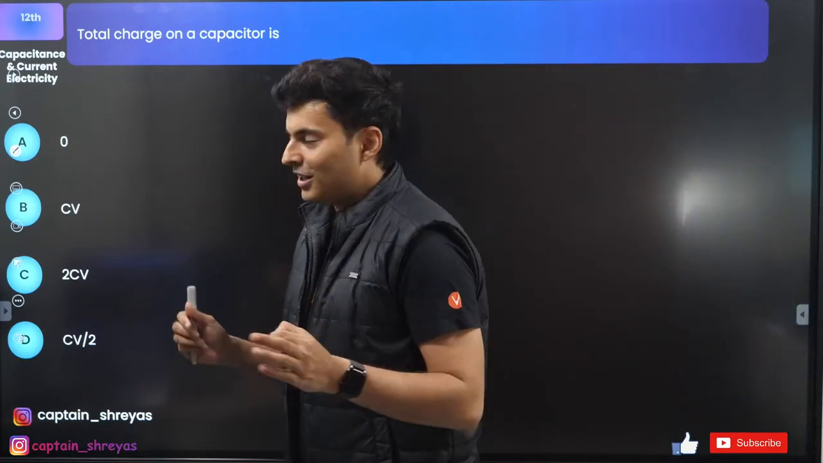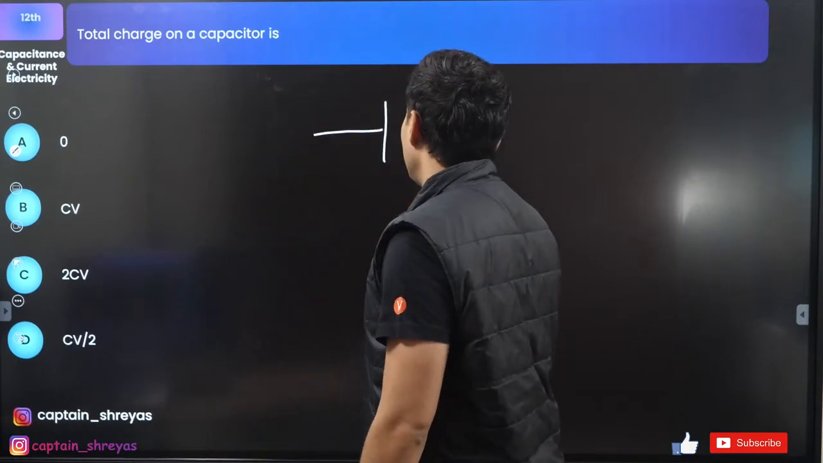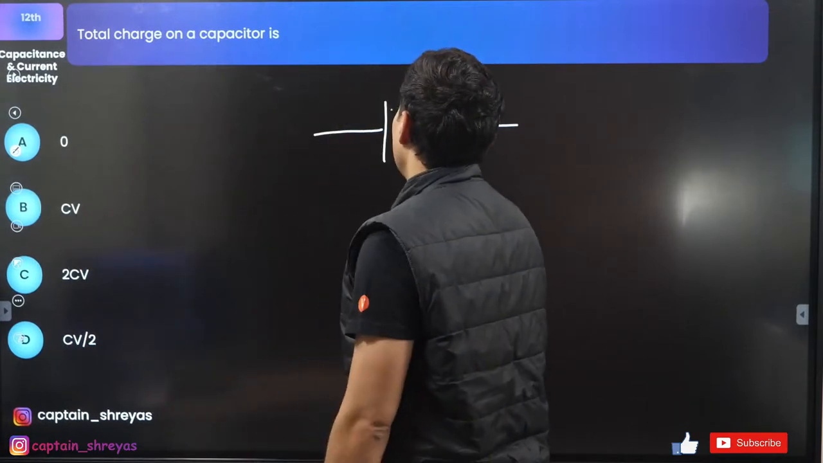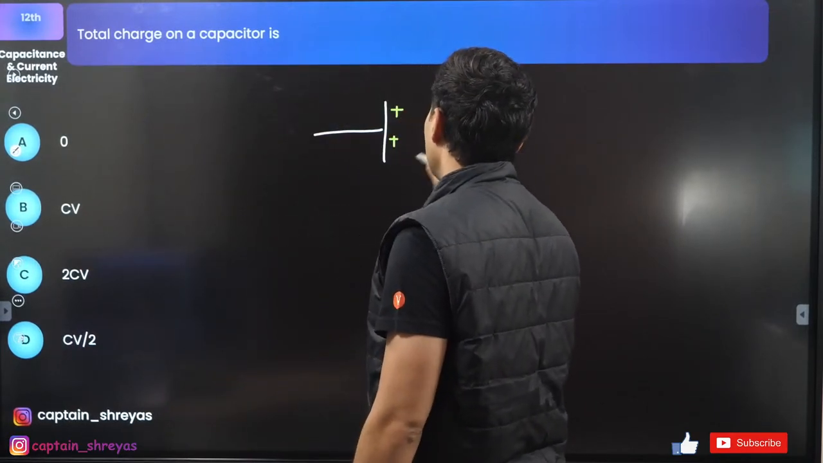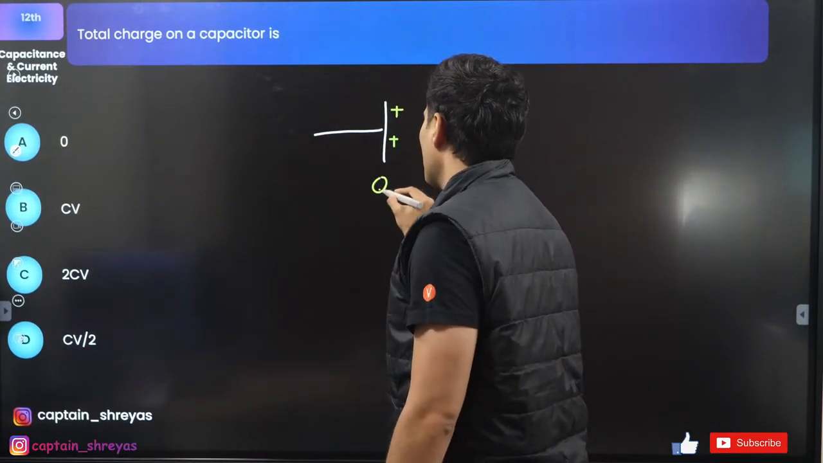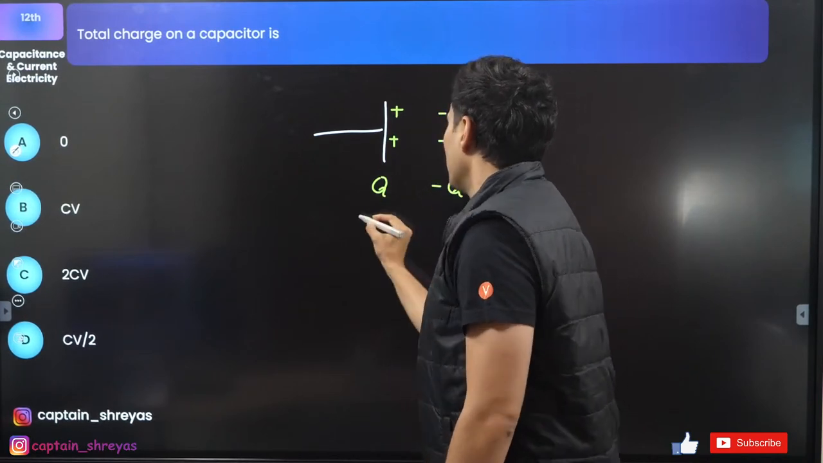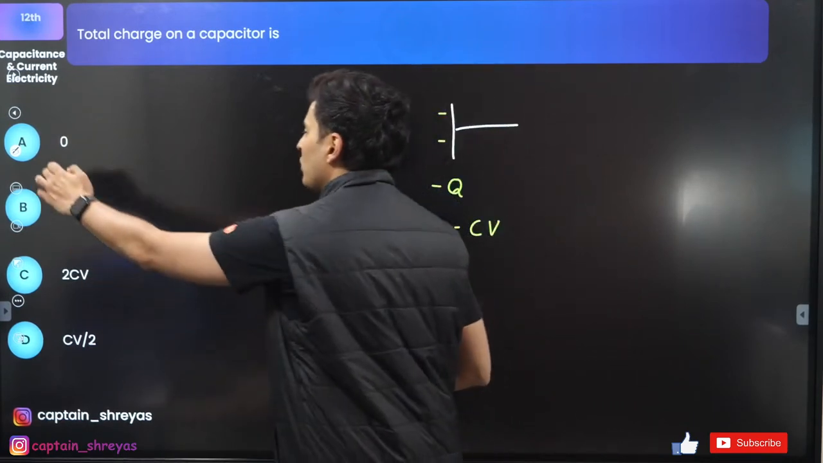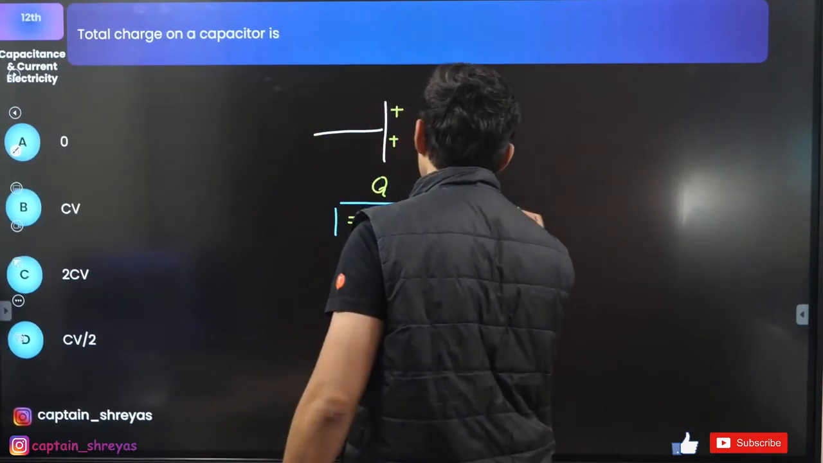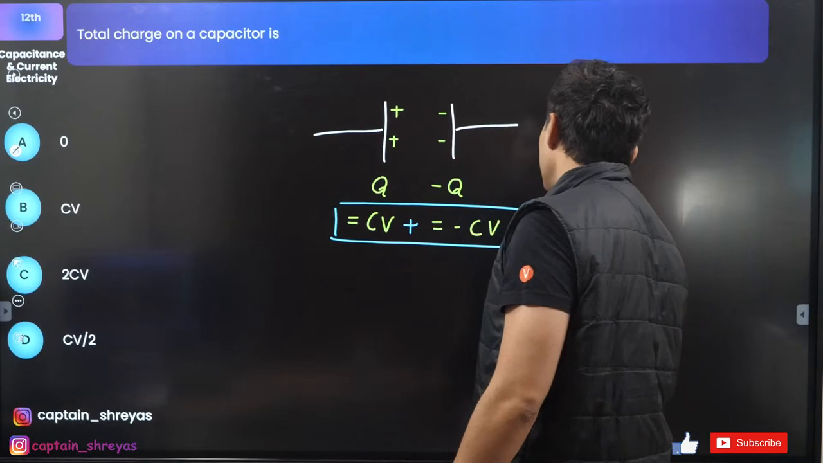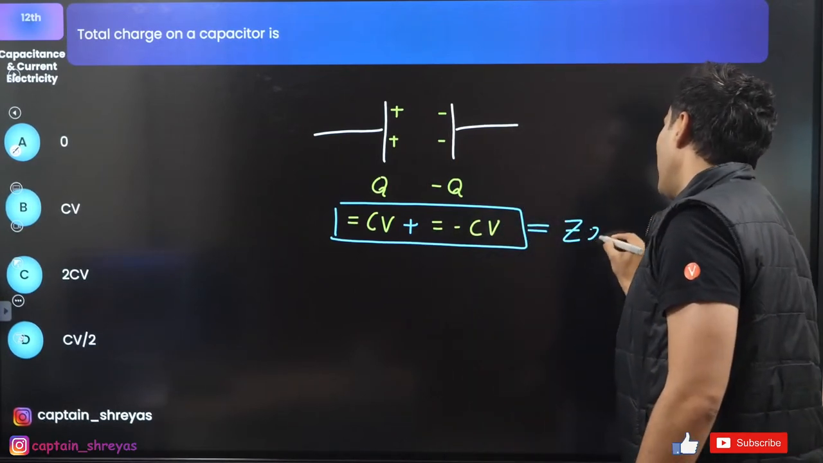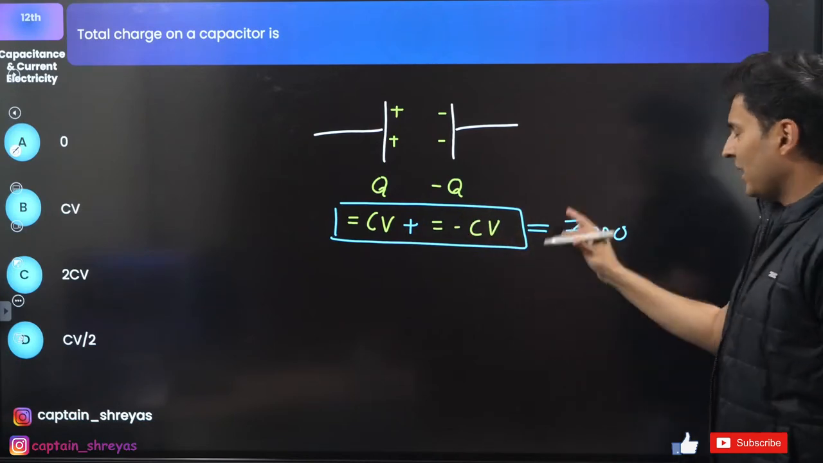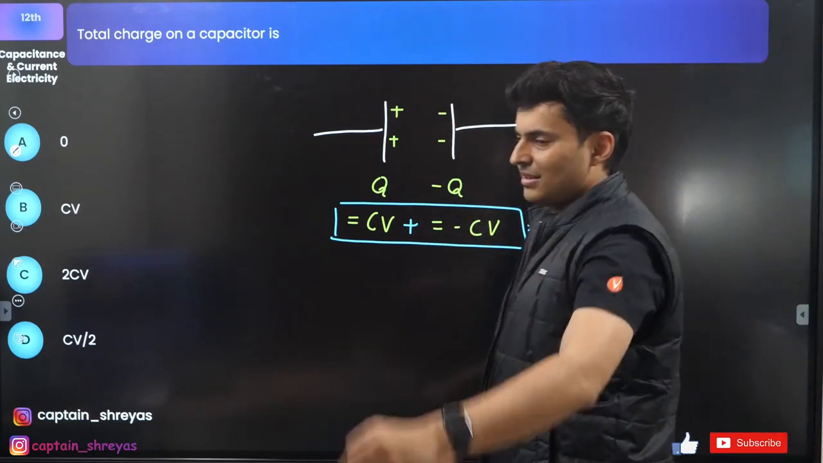When I say the total charge, I mean on both the plates together. There is some positive charge here, and some negative charge. If there is a charge Q over here, there is a charge minus Q. Q means CV, minus Q means minus CV. If I'm talking about the total charge, that means the addition of both of them, which will be a big fat zero. Yes, CV and minus CV together give you zero charge. Hence, the answer is zero.